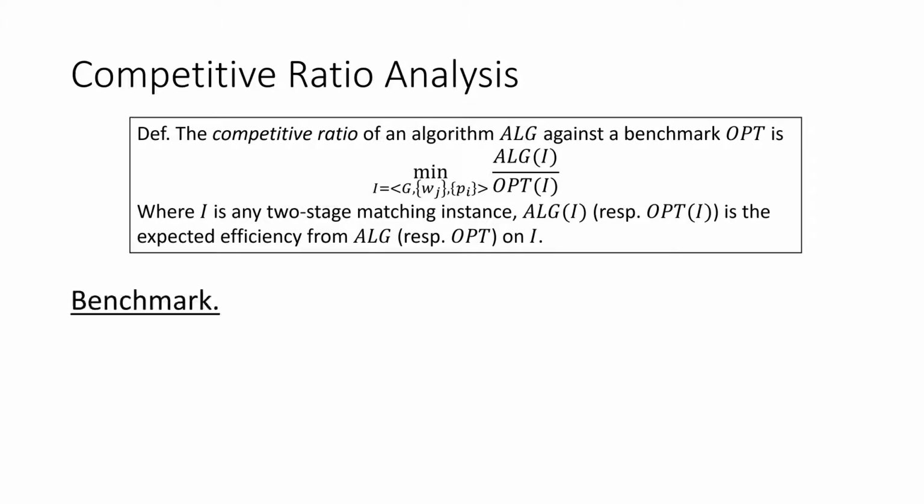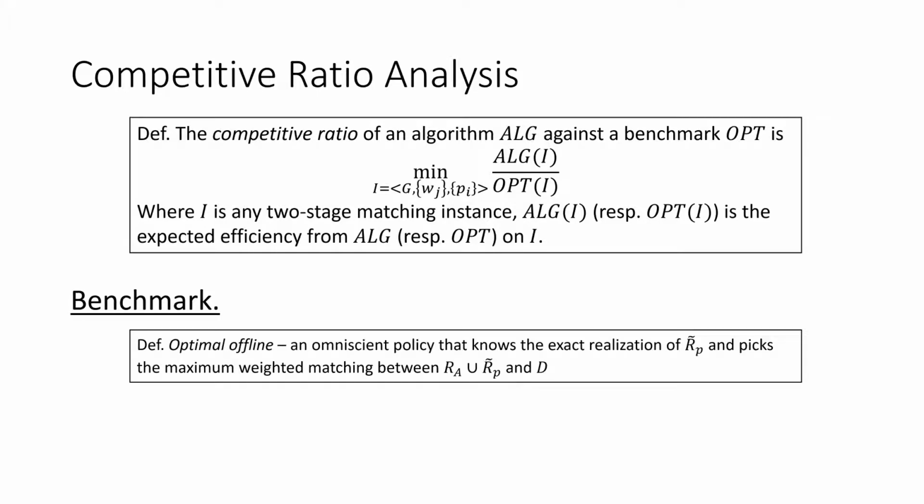In this paper, we will consider the following two benchmarks. The first one is optimal offline. Specifically, we consider a policy which knows the exact realization of RP tilde, and it picks the maximum weighted matching between RA union RP tilde and D.